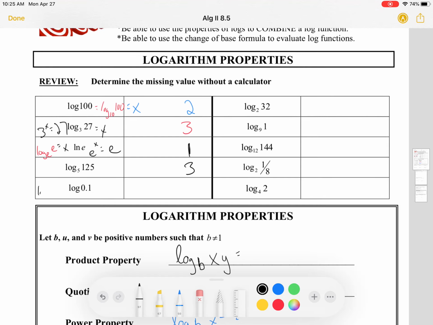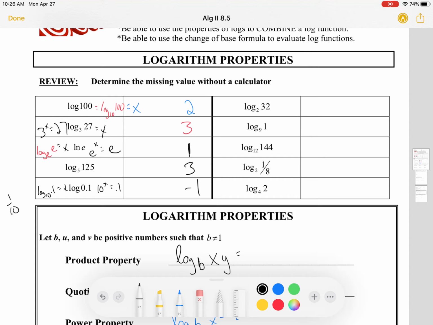This next one, we might have to actually think about it. So we have a decimal. So this is log base 10 of 0.1 equals x. 10 to what power is 0.1? Well, you might be saying, it's getting smaller, that must mean we need a negative exponent. And remember, 0.1 is really 1 over 10. So how do you get 10 to look like 1 over 10? You put it to the negative 1 power.